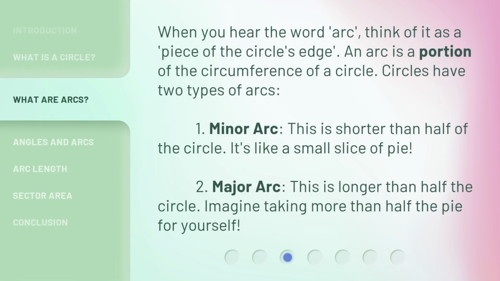When you hear the word arc, think of it as a piece of the circle's edge. An arc is a portion of the circumference of a circle. Circles have two types of arcs. 1. Minor arc. This is shorter than half of the circle. It's like a small slice of pie. 2. Major arc. This is longer than half the circle. Imagine taking more than half the pie for yourself.